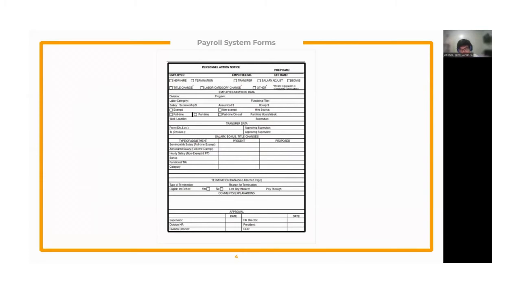So here is an image of the personal action form. You can see it has termination data, approval, transfer data, salary bonus, title changes, and other details needed.